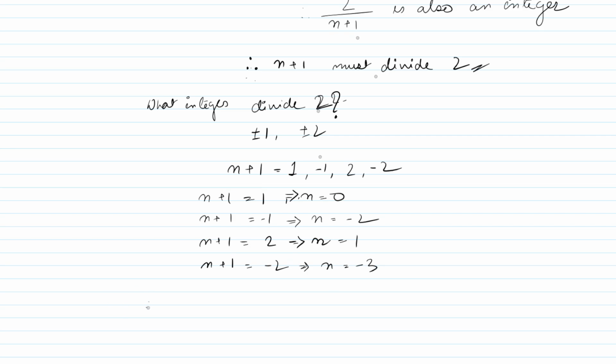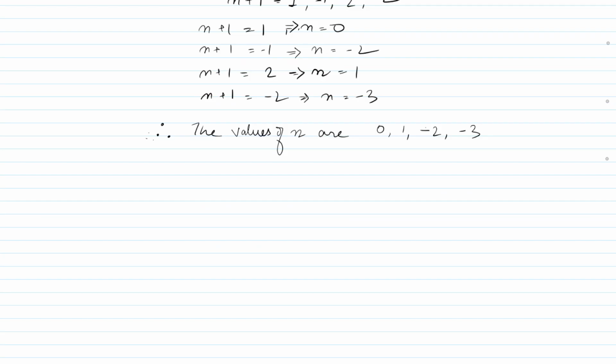So the final answers are, therefore, the values of n are 0, 1, minus 2 and then minus 3, right? So n equals 0, 1, minus 2, minus 3.